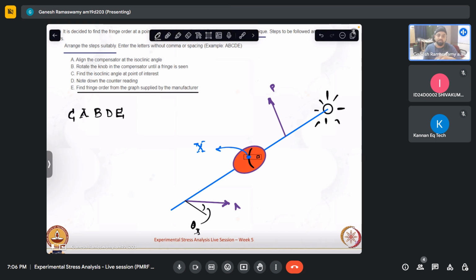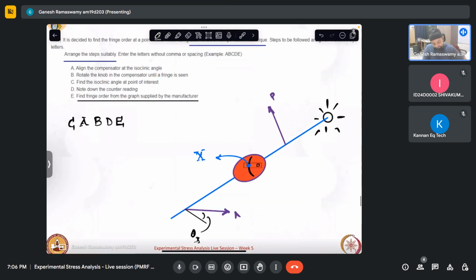Instead of using an external element, if we simply use Tardy's method of compensation, we can simply rotate the analyzer and find out what our fringe order is, what is the retardation that we have brought about. So that is the way we do this.